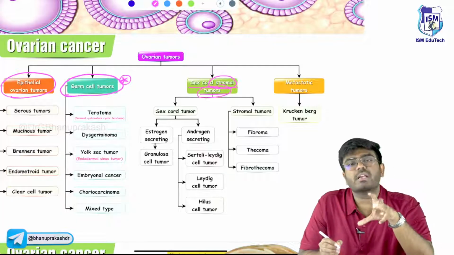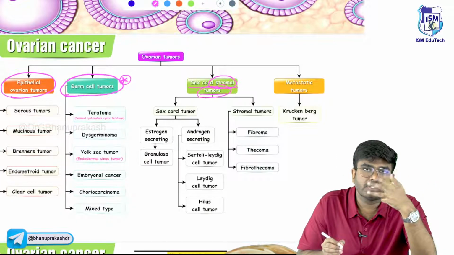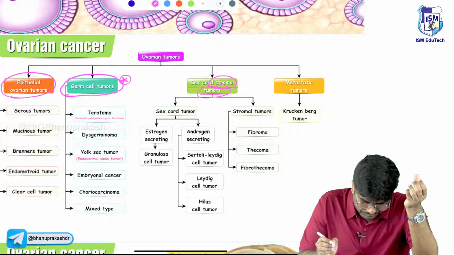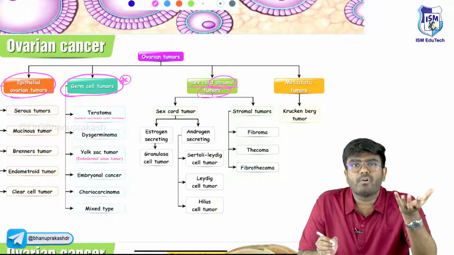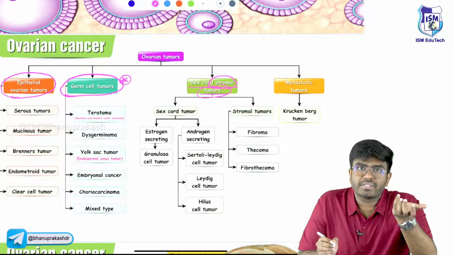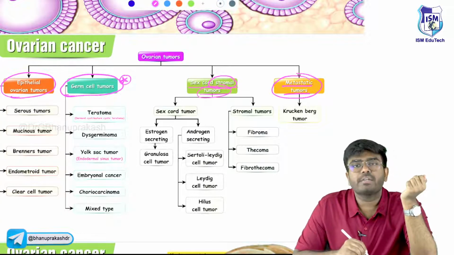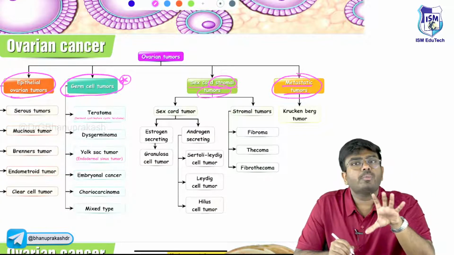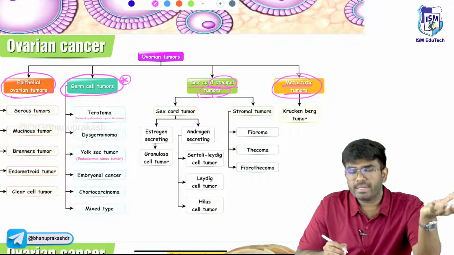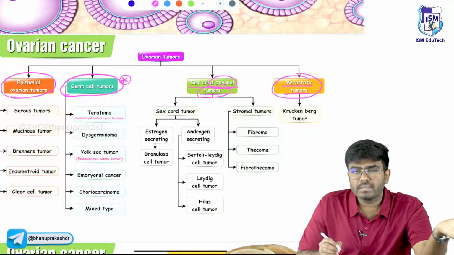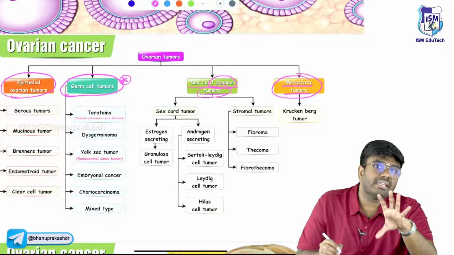See, germ cell tumors are coming from the germ cells, the follicles, whatever the germ cells are there. Then metastatic tumors. What are exactly the metastatic tumors? Metastatic tumors means the cancer which has originated somewhere outside, maybe from the stomach, and it is coming to the ovary, and there it's getting settled.